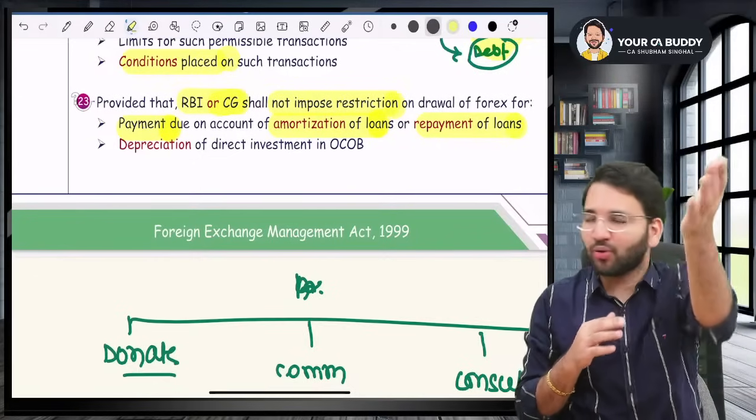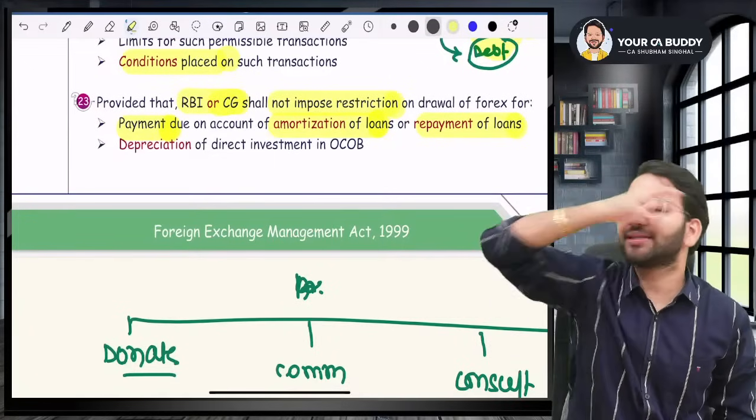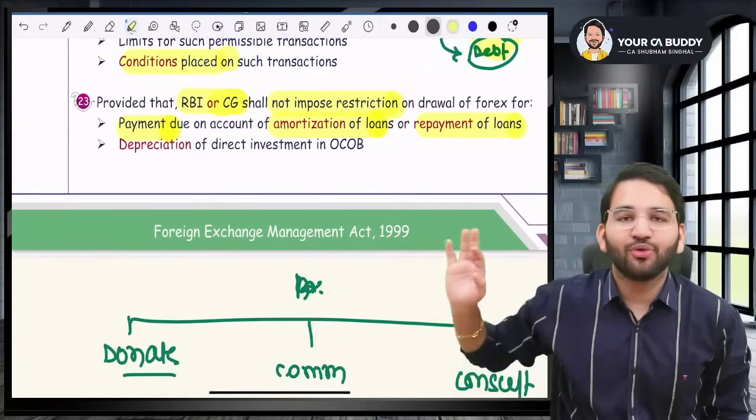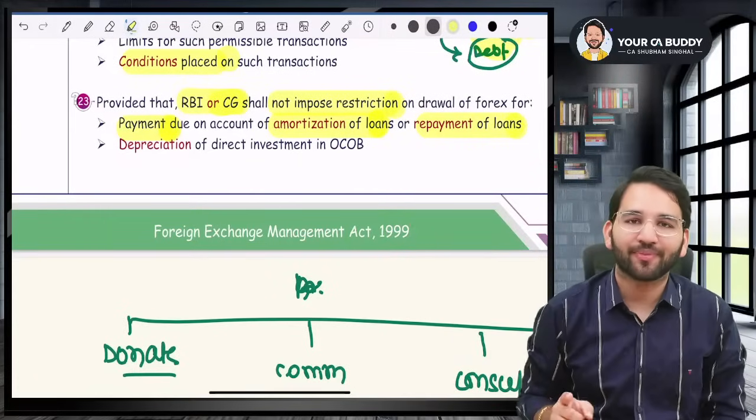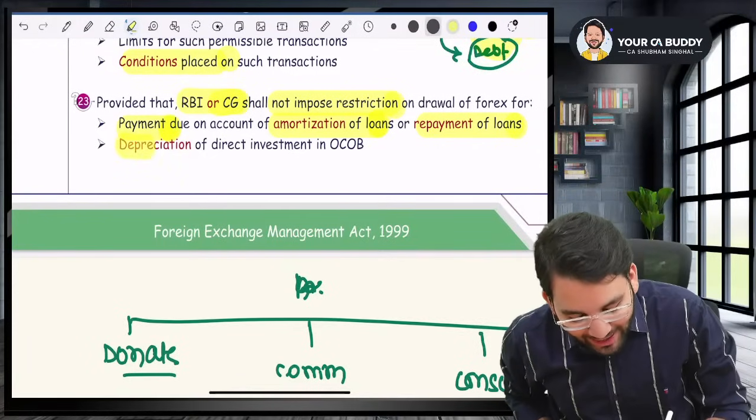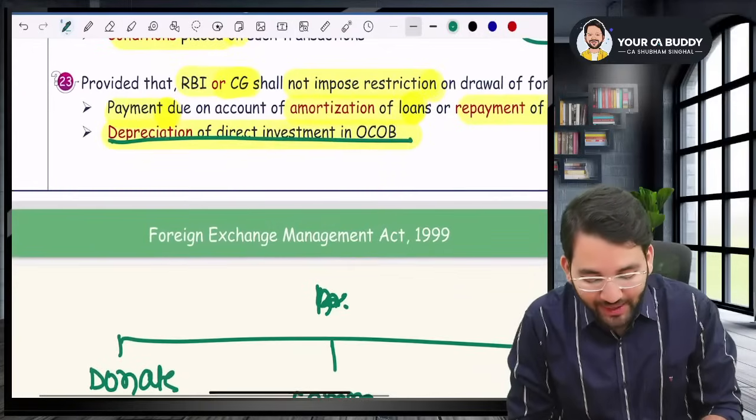When I have to repay that amount, I go to the bank. I say, bank, give me dollars, I have to repay JP Morgan. Bank says, no, there is a restriction. No, sir, you cannot put any restriction on repayment or amortization of loan. Number two, depreciation of direct investment in ordinary course of business. Sir, please try to understand.